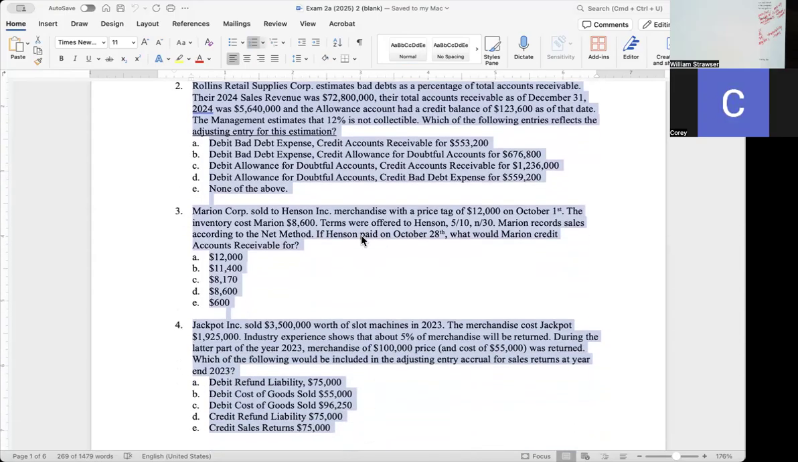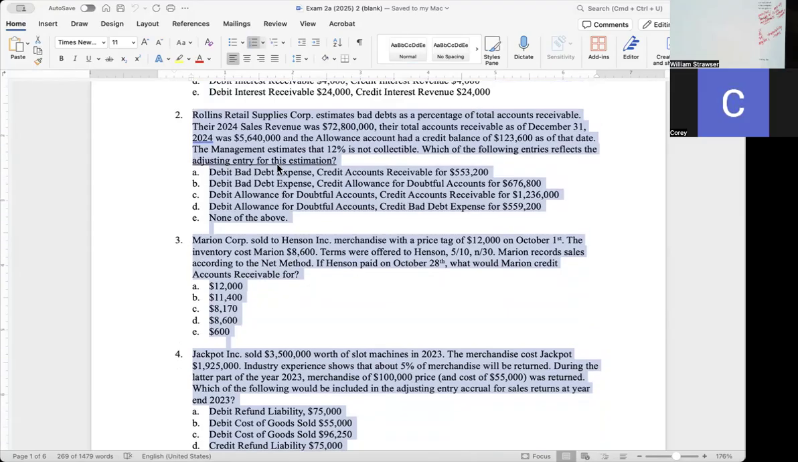Basically, gross versus net method. Would you debit this? Would you credit this? What would you credit accounts receivable for when they paid it off? Because they're using, in this case, the net method and how to adjust accounts receivable for bad debt. All of that's fair game.